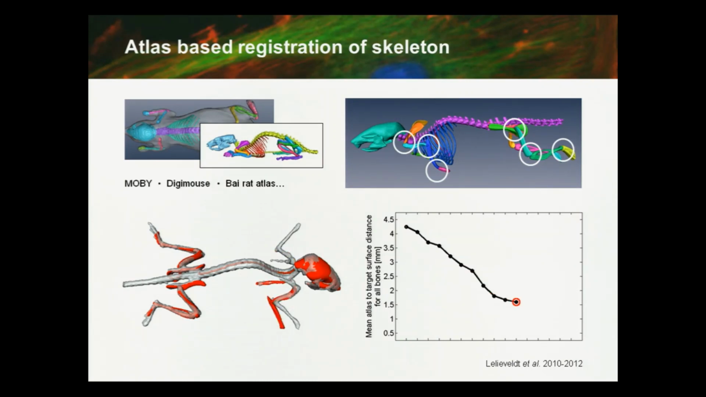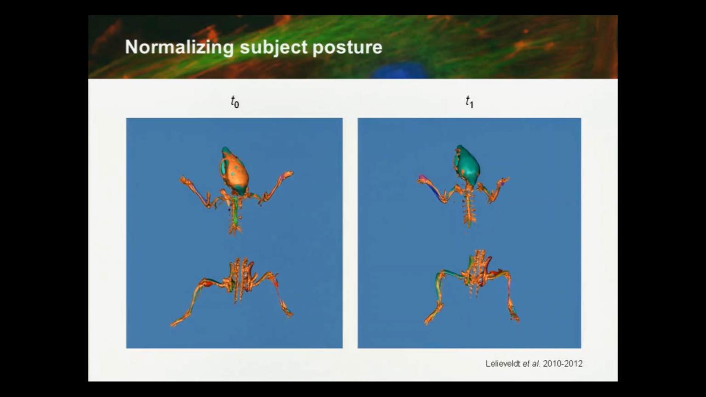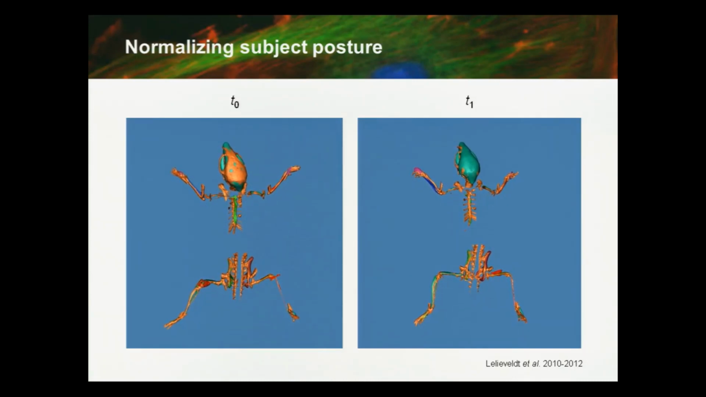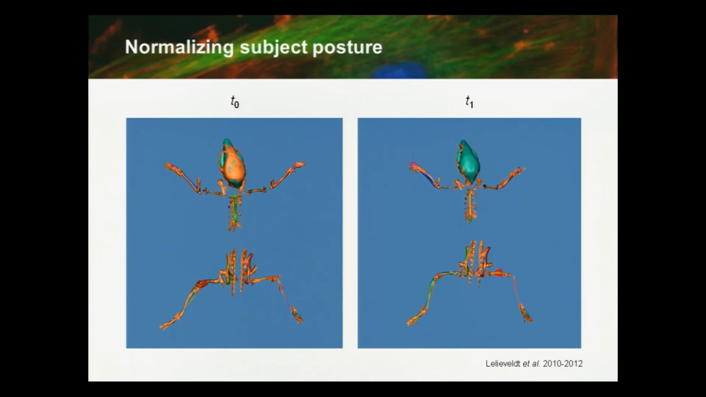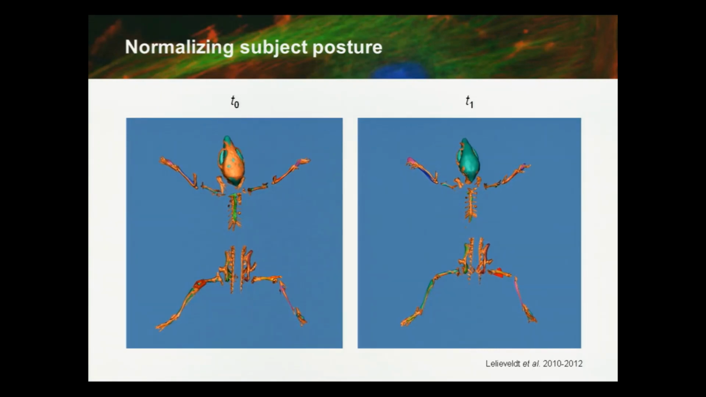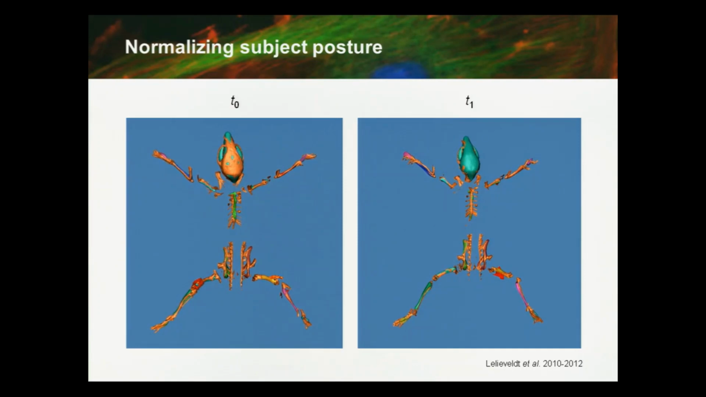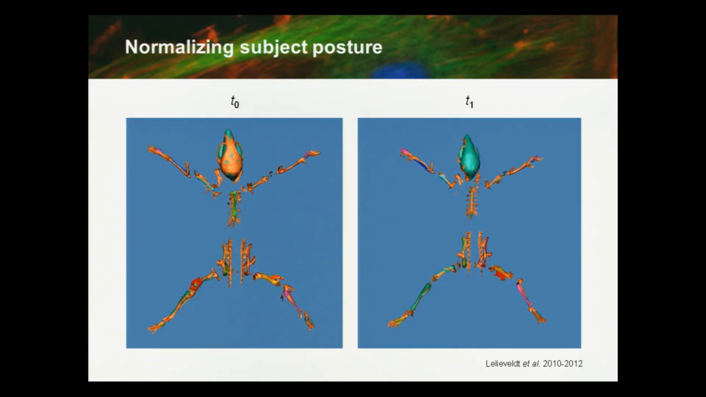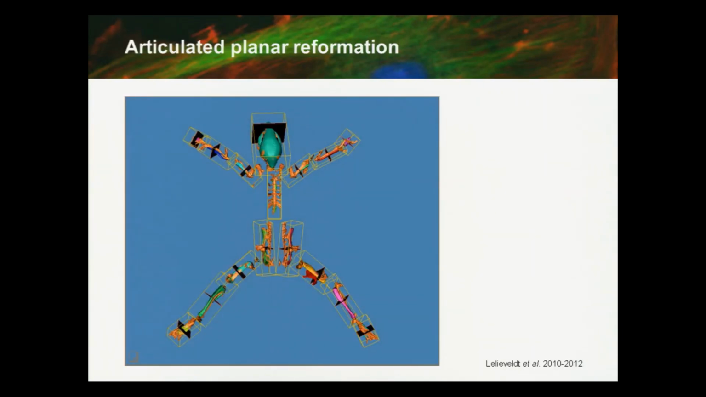And then you can make very nice visualizations. For example, you can stretch the bones of any two mice into any standardized position that you like. And then you can start comparing directly, visually, but also computationally, different parts of the scan. So you start with very different postures, and then you stretch them to a standardized posture.